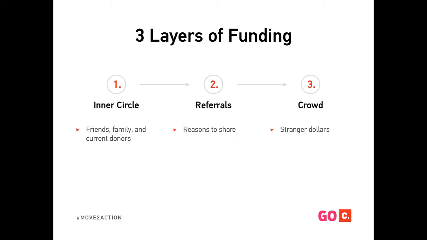So one thing to keep in mind is there are 3 layers of funding from what we've seen over the years at Indiegogo. Each of them make up roughly about 30% of the funds raised on your campaign. First group is your inner circle of supporters. So these are friends, family, and current donors. And then the second group are referrals. They come from referrals from the first group.